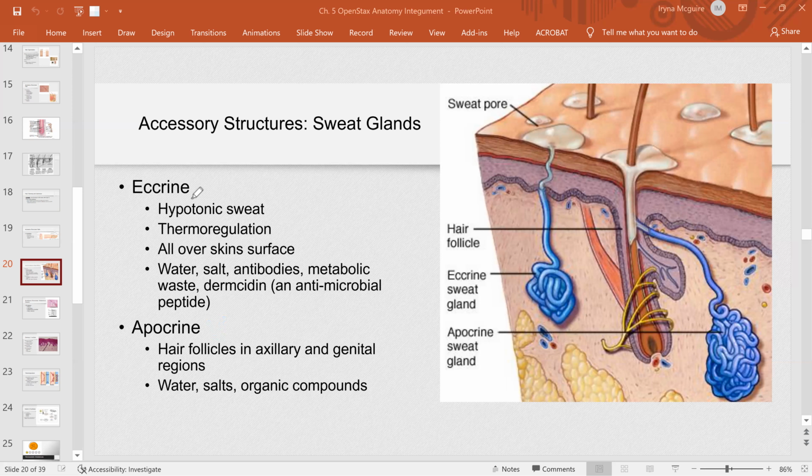Now, eccrine is hypertonic sweat and used in thermoregulation. So those glands do not give you body odor, and secretion is made of water, salt, antibodies, metabolic waste, and antimicrobial peptides. So eccrine, most common, are widely spread through your body, and they release sweat through the duct and sweat pore, and apocrine through the duct and through the hair follicle.